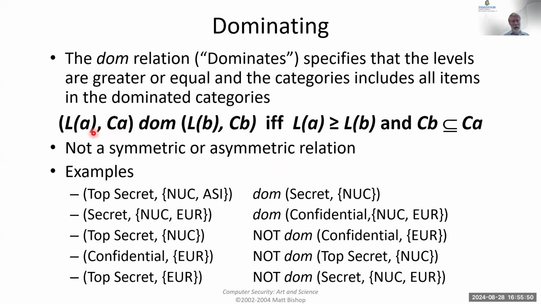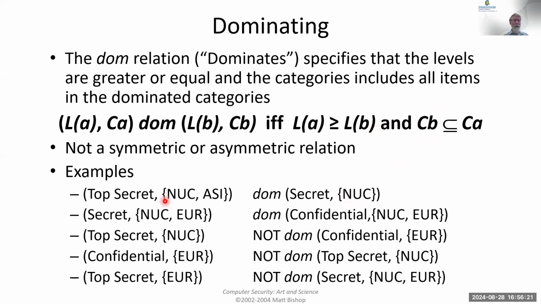So again, we'll just go with two objects, A and B. Object A dominates B if and only if A's level is greater than or equal to the level of B, and the categories of B are a subset of the categories of A. So let's give some examples to clear this up. Note that this is a subset. You can't have anything in B that's not in A.